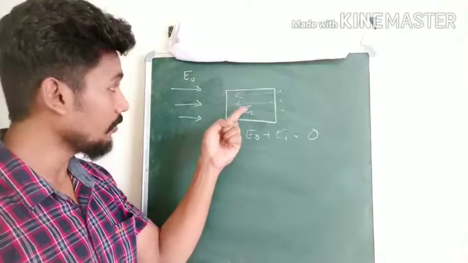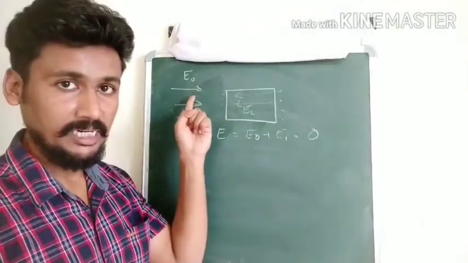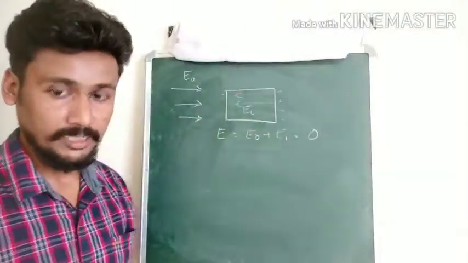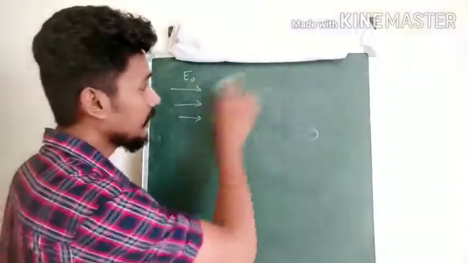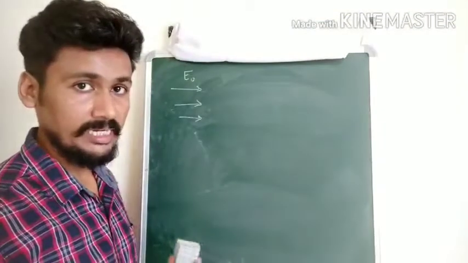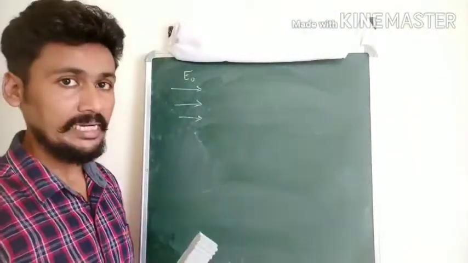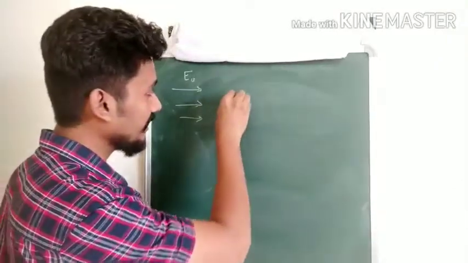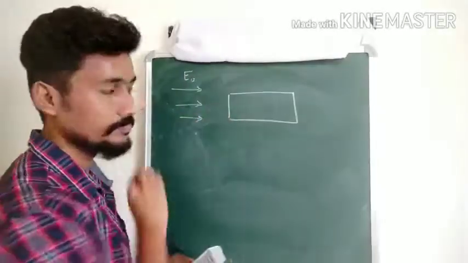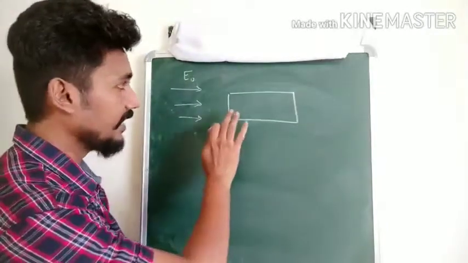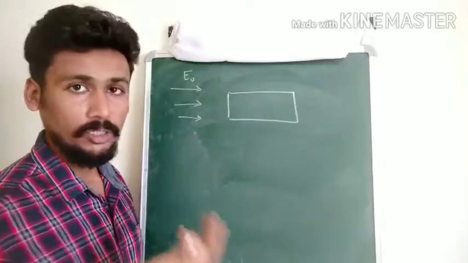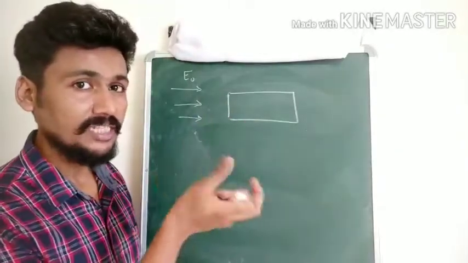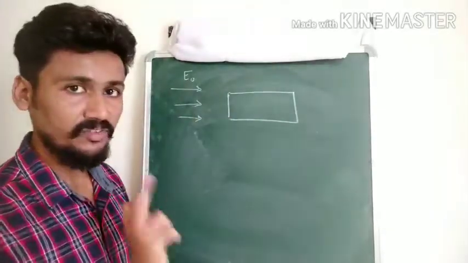This we are talking about when we have placed it in an external electric field. Now we are going to remove this good conductor. Instead of a good conductor, we are going to place a poor conductor, that is, a dielectric material. Now the dielectric material does not have any free electrons, but there will be some amount of charge distribution because of this external field.